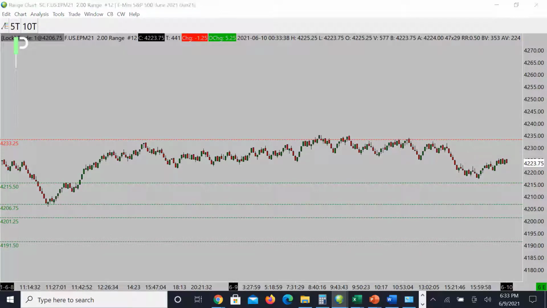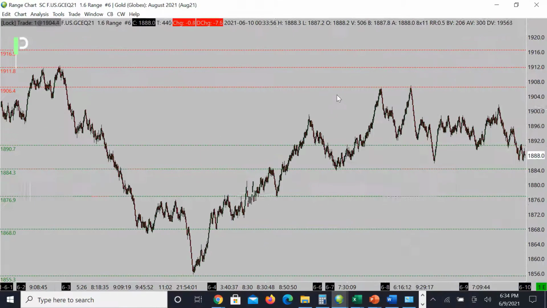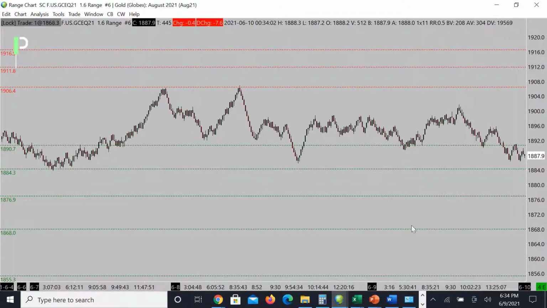Let's go ahead and take a look at gold for you guys. Sorry, I was getting a little bit ahead of myself there, but let's take a look at gold here. You can see a bit of a ranging movement. We did have a level at 1890.7. We did bounce up. We did have a slight consolidation in this area for a nice little pop in the morning.